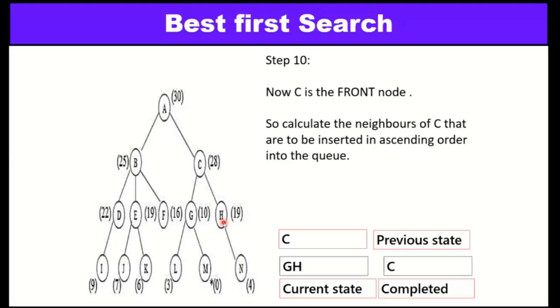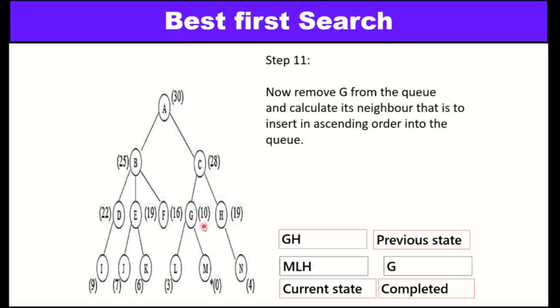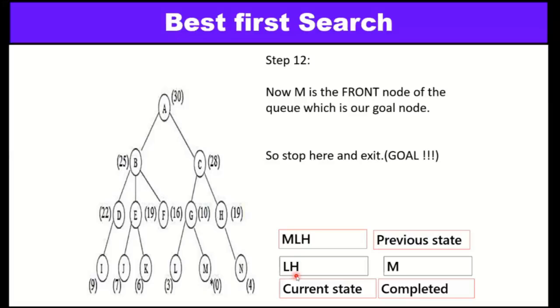Now out of this, which will be expanded? That is G, which has 10. So G has two nodes, M and L. M has 0 because it is the goal node. Generally the goal node has 0 penalty because once you reach there, there is no cost concept for the goal node. So M is there and now your search is completed and the goal node is achieved, or you can remove the goal node also, and here you can stop your search.